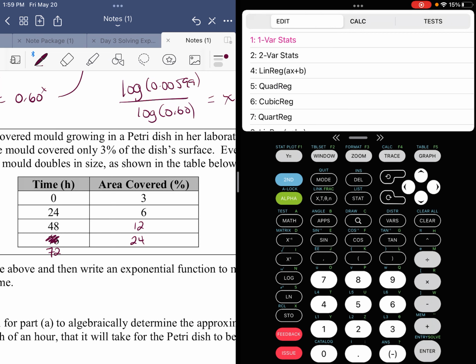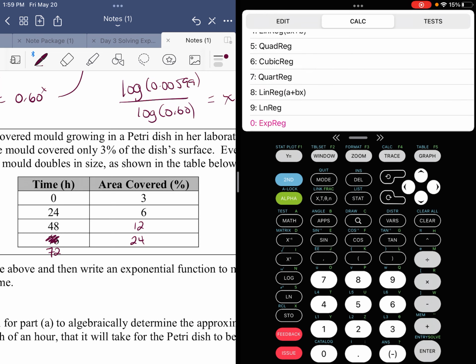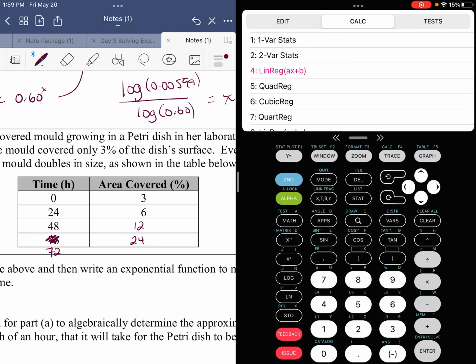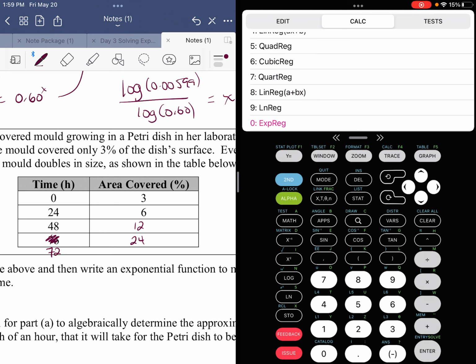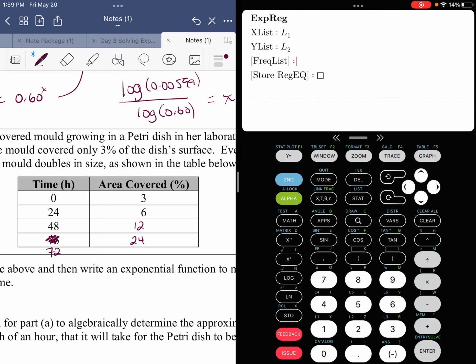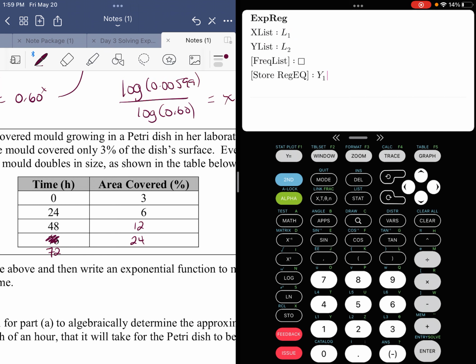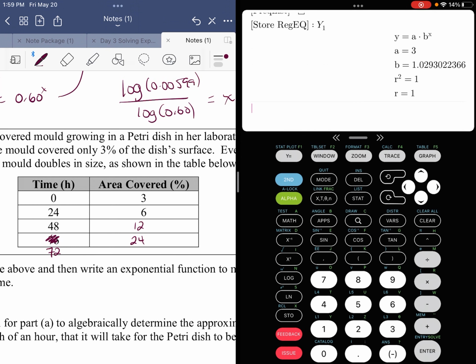Go to Stat, go over to Calc. Scroll down to EXP, REG, and it did not pull it up. The app doesn't work as well as the calculators, but there we go. L1, L2, and again, we want to store our equation as y1, so we hit vars. You might have to scroll over to yvars on your calculator, but function y1 and hit enter, and we get this equation here.